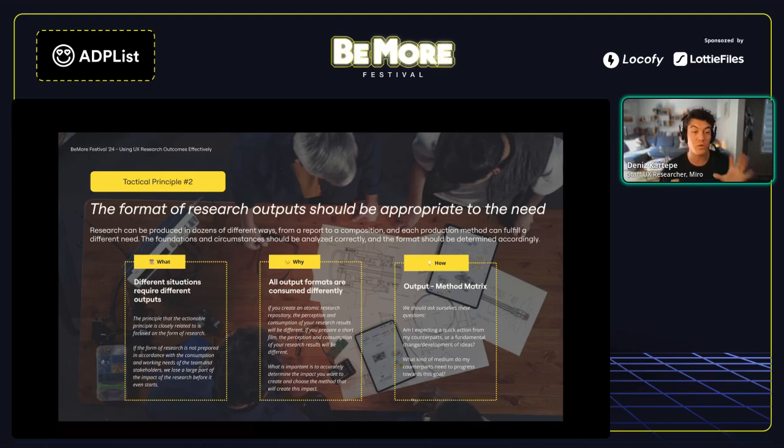So the foundations and circumstances of any situation that you're in should be analyzed correctly, and you should align the way you're producing it accordingly, because different situations require different outputs, and all output formats are consumed differently. No one comes with the same mindset to reading a 200-page report as to watching a 10-minute talk track recording about one finding.